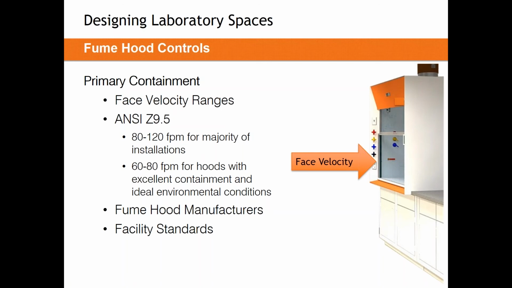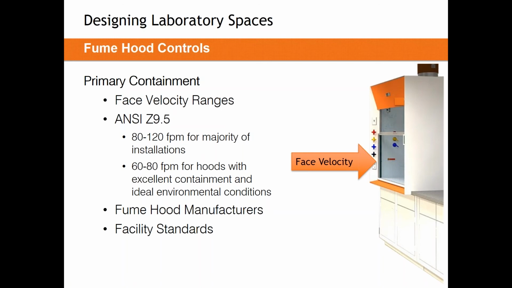Most fume hoods, and this is a very broad statement, it may not apply to your specific hoods, but broadly speaking, most fume hoods operate at about 100 feet per minute. It's right in the middle. It's a generally accepted velocity that works for most fume hoods from most manufacturers. Some hoods will work in the range of 80 to 120 feet per minute, and the statement could be made that any given hood could work at 80 or 120. But face velocity isn't the only thing that will tell you that that fume hood is working.